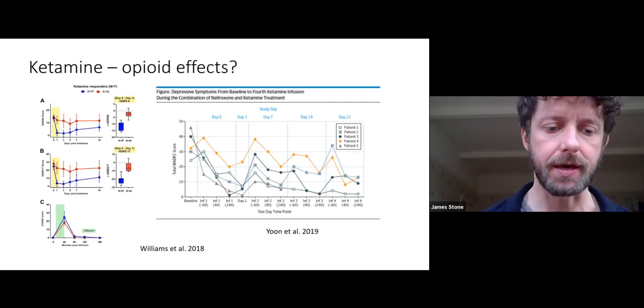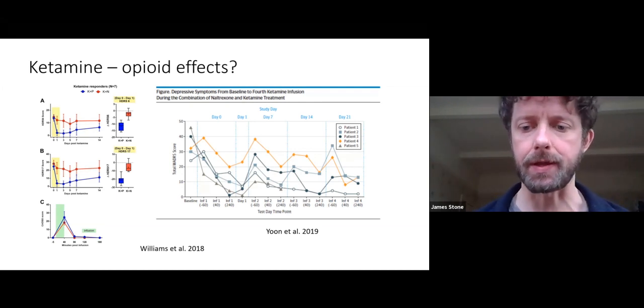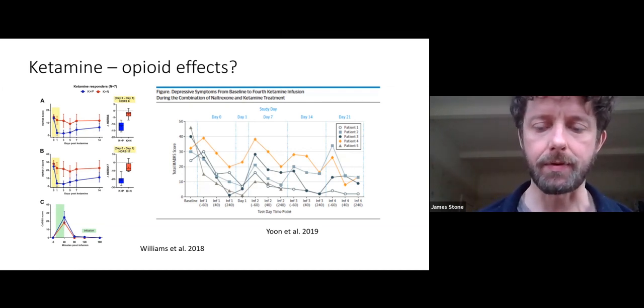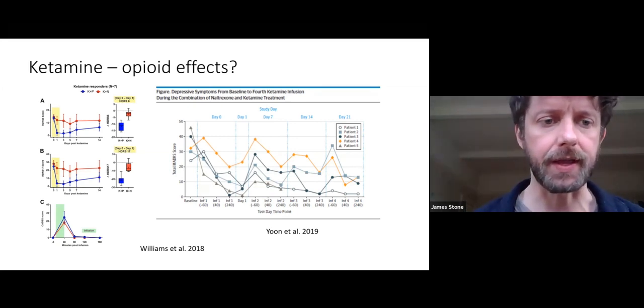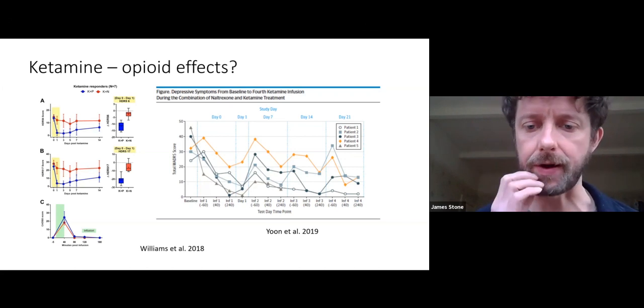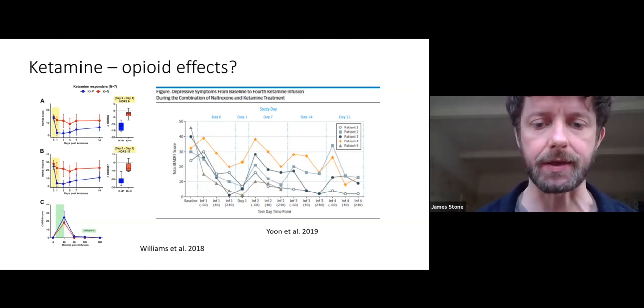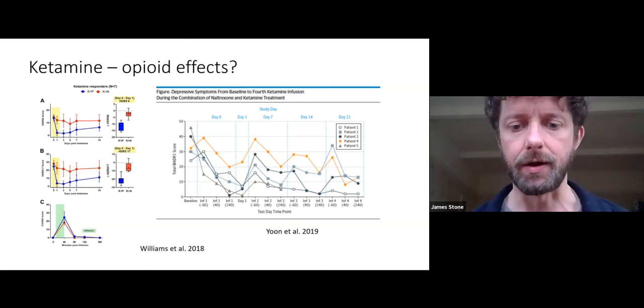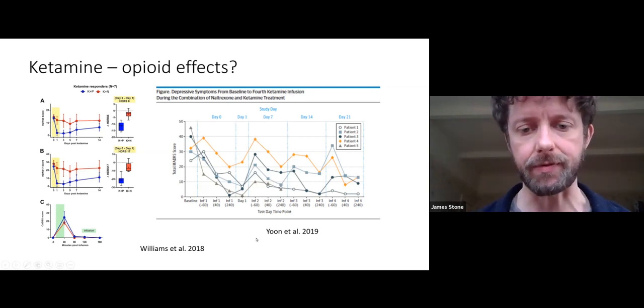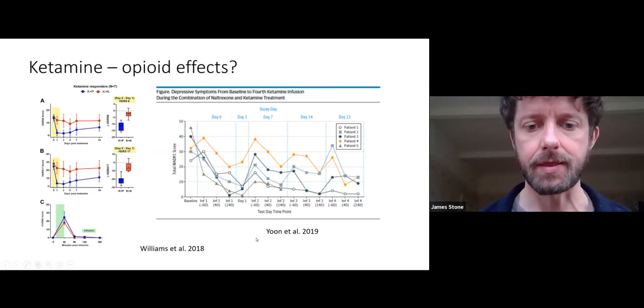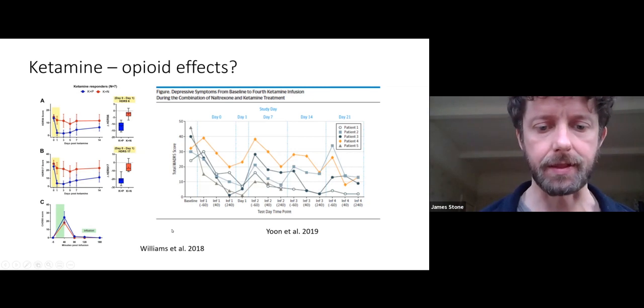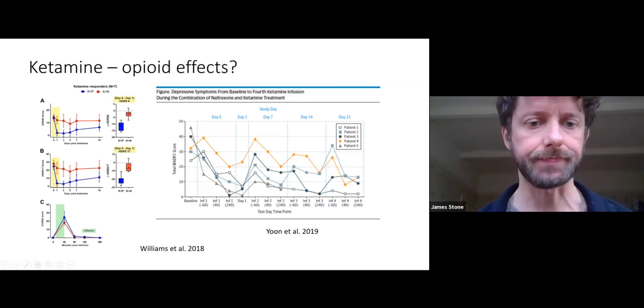So the jury's still out about this, but one of my PhD students is currently looking into whether we can block the effects of ketamine using naltrexone. This is an imaging study, looking at the effects of ketamine on brain glutamate and whether naltrexone has an effect on this. So this is still work in progress.